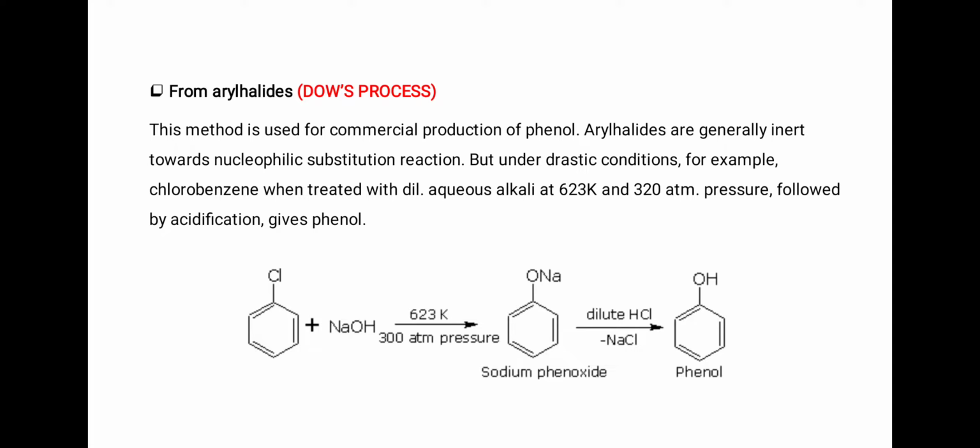We can see that in this particular reaction there is chlorobenzene and it is treated with aqueous alkali. Aqueous alkali is basically sodium hydroxide, commonly we are taking it as sodium hydroxide, and at 623 Kelvin and 320 atm pressure we are getting sodium phenoxide. So sodium phenoxide in this particular reaction gets converted into phenol after treating it with dilute HCl. Basically it is a workup process where sodium phenoxide easily gets converted into phenols.